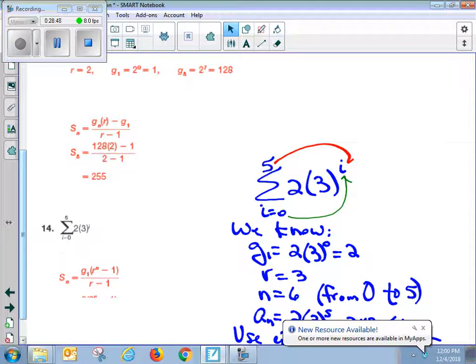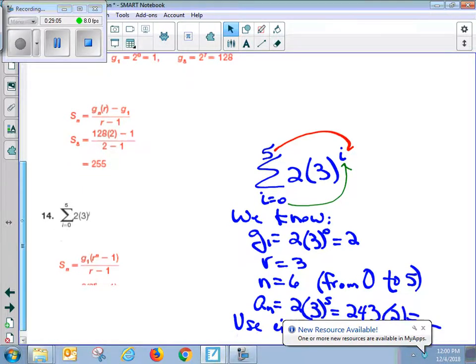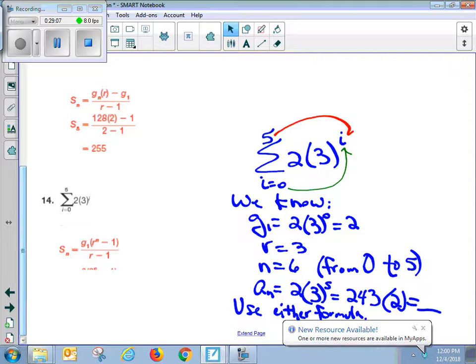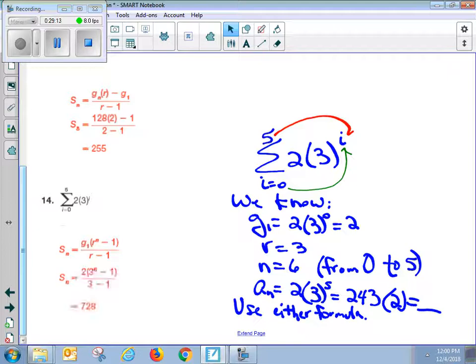So, if I know that my first term is 2, and I know that my R is 3, I know N is 6, and if I want to find the value of the last term, what do I plug in where? The 5 for the I. So that gave me 3 to the 5th, which is 243, times 2, whatever that gives you, and then you could use either formula.